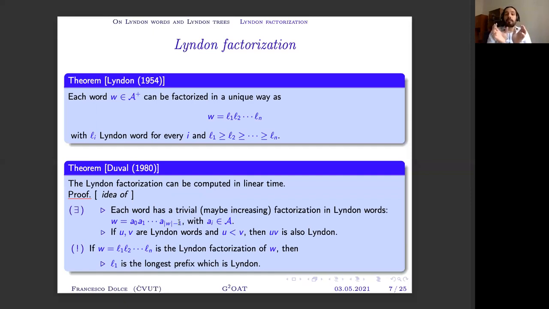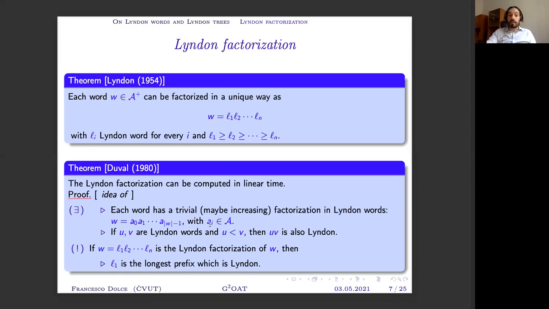And then we can cluster, we can aggregate these small factors into bigger factors using a property that is not trivial, we should prove it: if I have two Lyndon words, u and v, and if the first one is strictly smaller than the second, then their concatenation is also a Lyndon word. So in such a way, starting from letters, I can construct bigger and bigger Lyndon factors, and have a smaller and smaller Lyndon factorization.